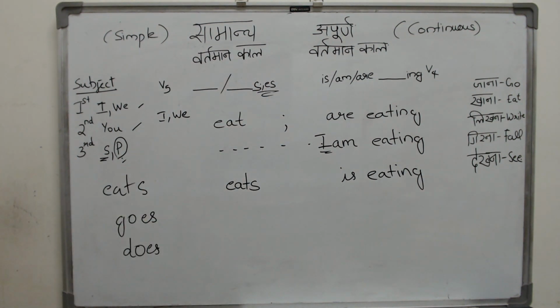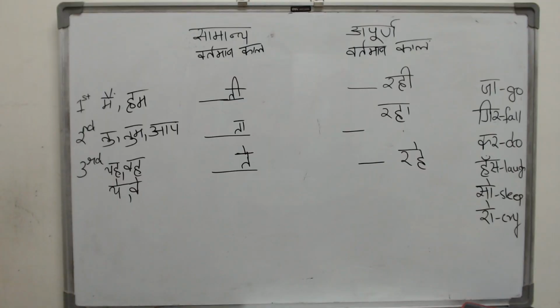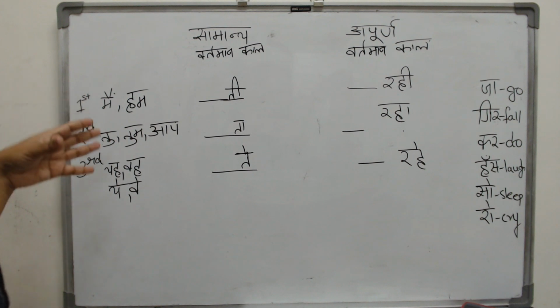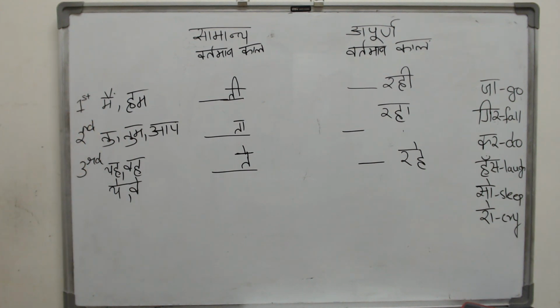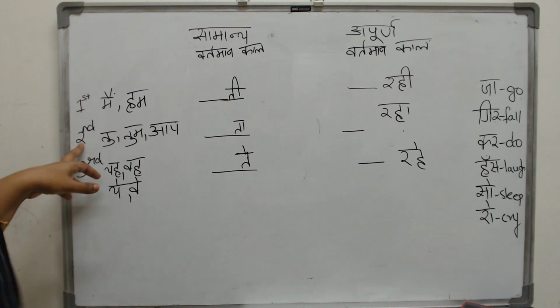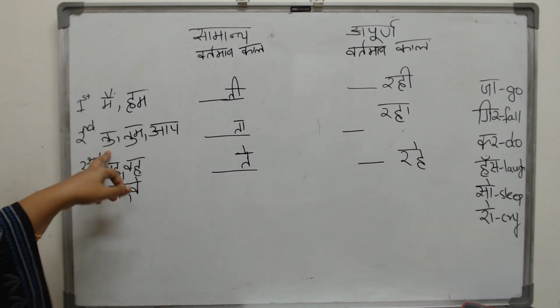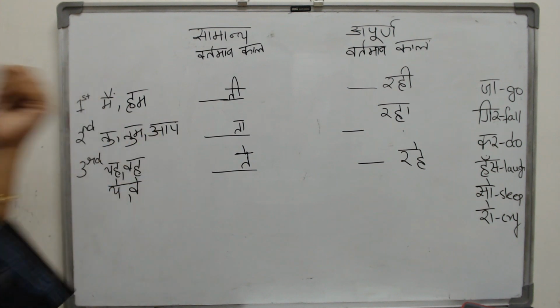Now we come to the Hindi part. Who all are the subjects? Who all are we going to be making these sentences for? The first person would be main, which is I, hum, which is we. Both of them include me, the speaker. The second person would be tu, tum, aap, depending on whether you are younger than me, of the same age as me, or older than me.